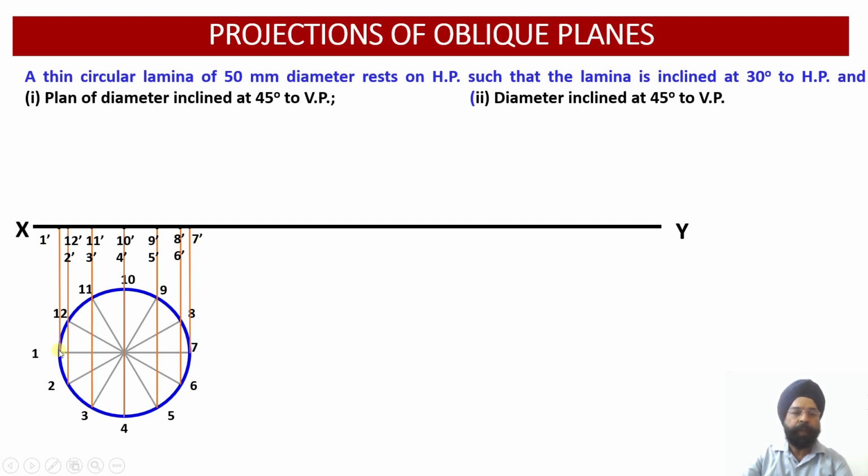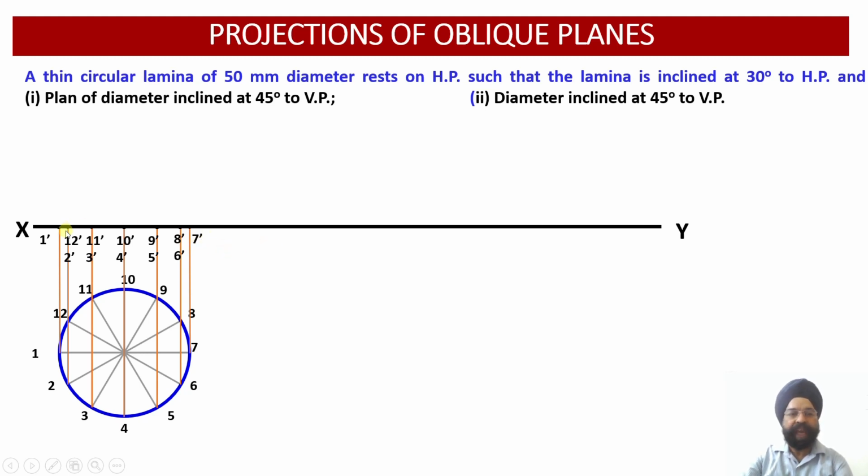So you just see, point 1 is projected over here as 1 dash, 2 and 12 have been projected over here as 2 dash and 12 dash. Similarly, 3 and 11 have been projected onto the XY line as 3 dash and 11 dash. Similarly, points 4 and 10 have been projected onto the XY line as 4 dash and 10 dash. Similarly, points 5 dash and 9 dash have been obtained, and 6 dash and 8 dash and 7 dash have been obtained.